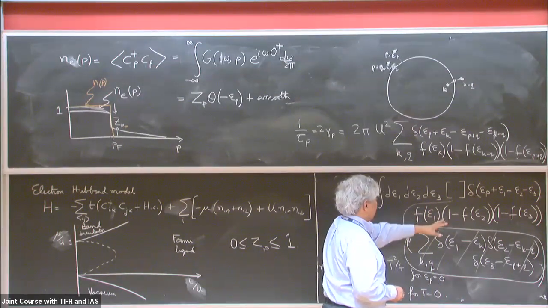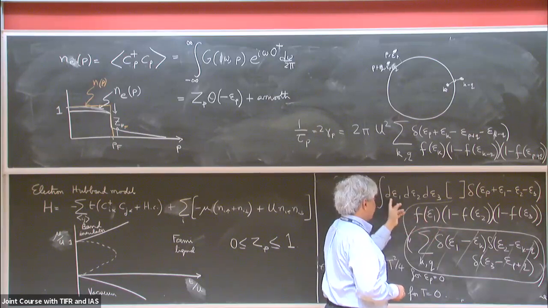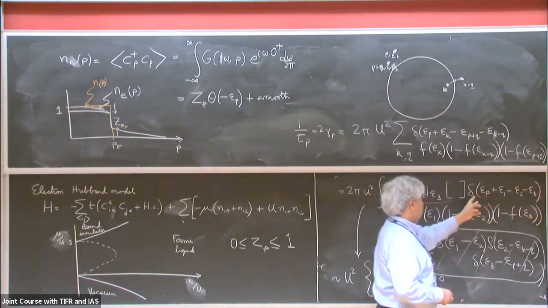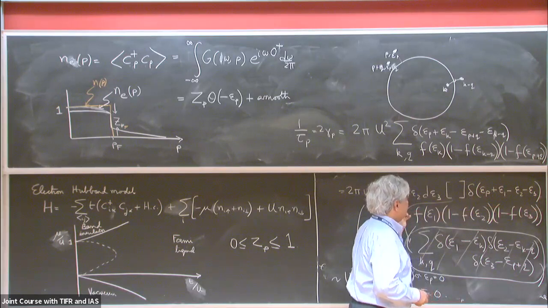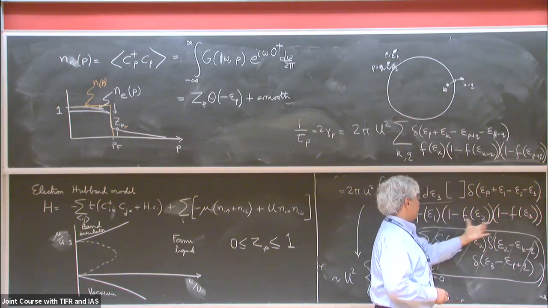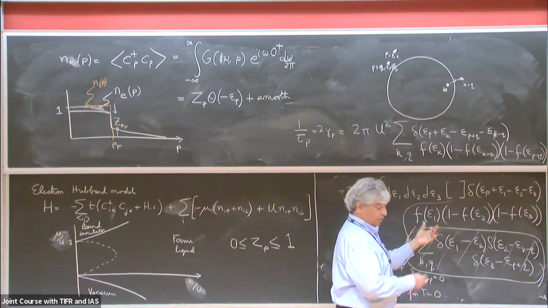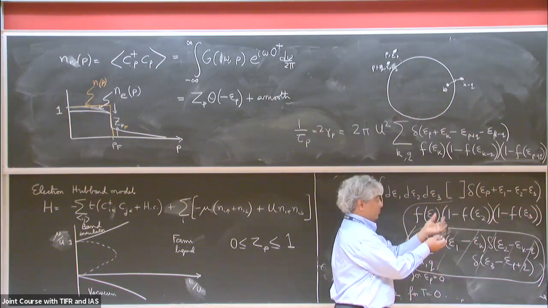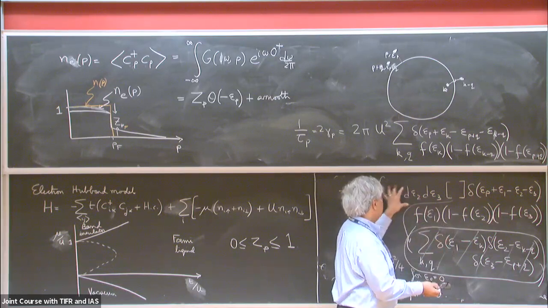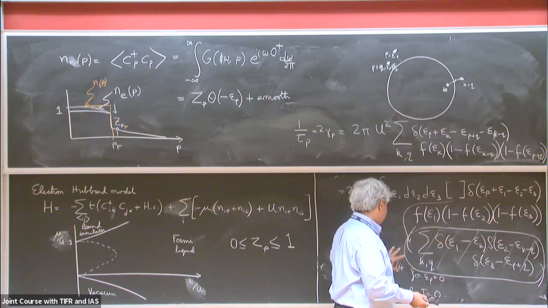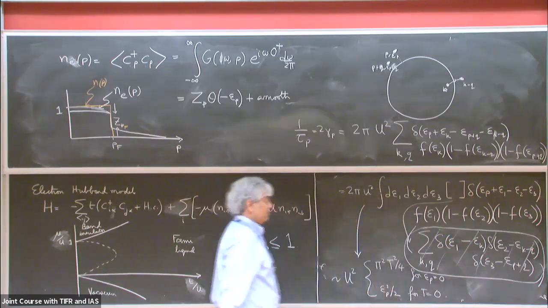Just think of what the phase space is. The delta function will take care of one of the integrals, so you get rid of that. And then these factors here are only non-zero over an energy window of order t. So you have two integrals left over, and that's what gives you the t squared power.